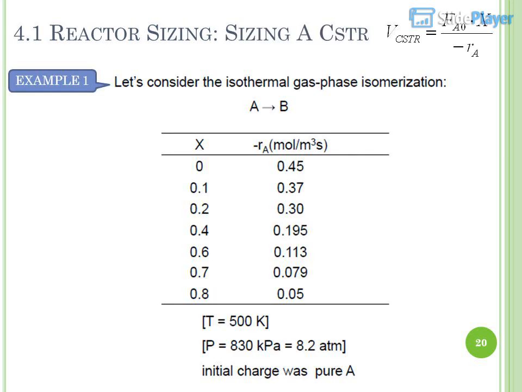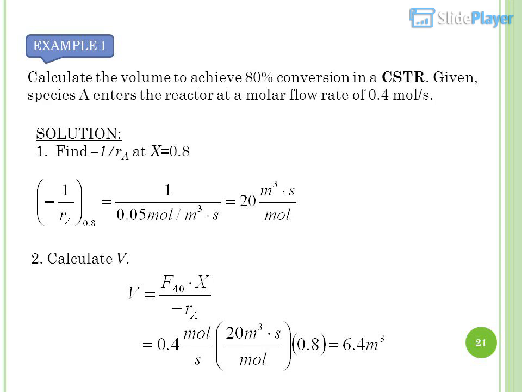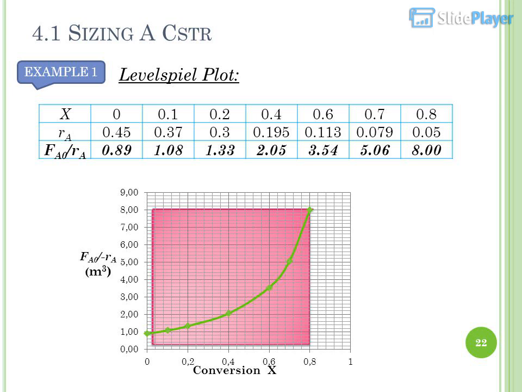4.1 Reactor sizing, sizing a CSTR. Example 1. Calculate the volume to achieve 80% conversion in a CSTR. Given that species A enters the reactor at a molar flow rate of 0.4 moles per second. Solution: find 1 over minus r_A at X equals 0.8, then calculate V. Levenspiel plot data: X equals 0.1, 0.2, 0.4, 0.6, 0.7, 0.8, with minus r_A equals 0.45.